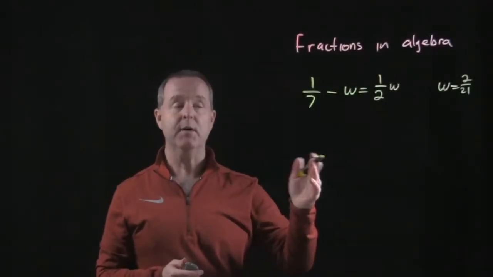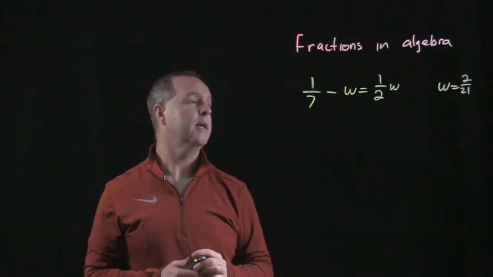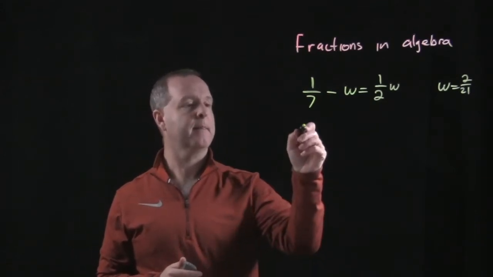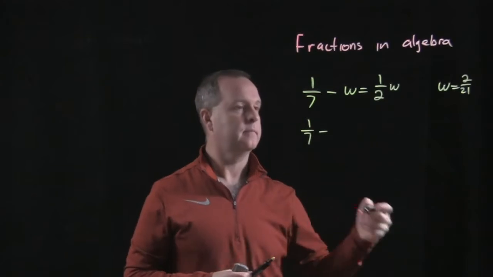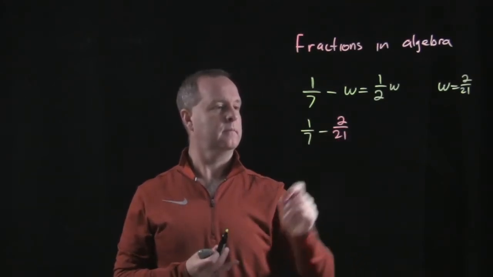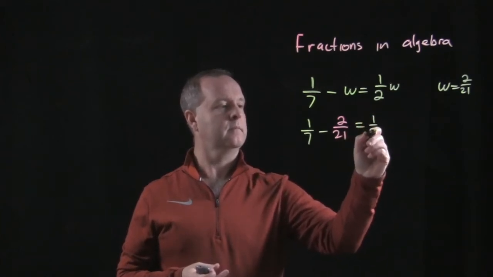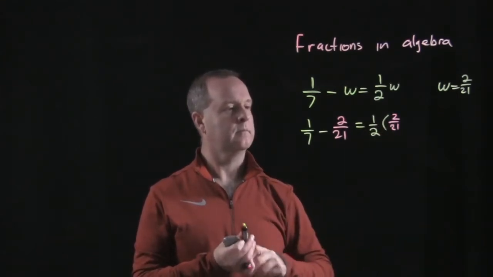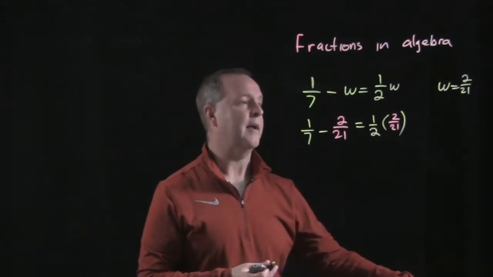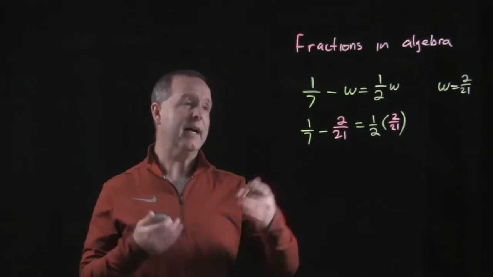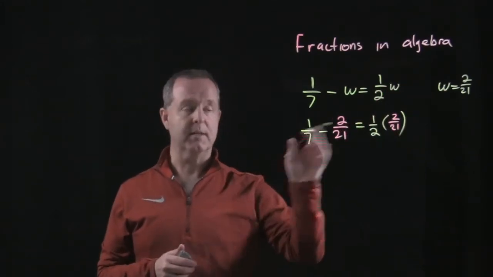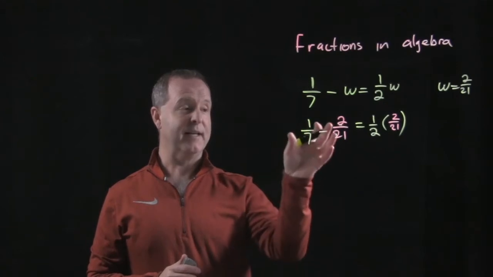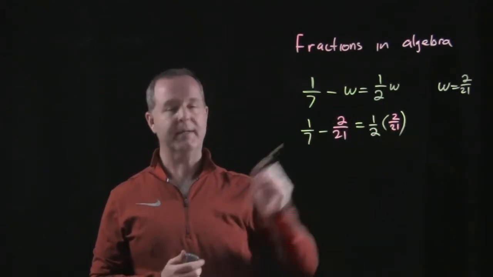Let's look at 1/7 minus w equals 1/2 w. Evaluate that at w equal to 2 over 21. We insert that value everywhere we see a w. Once I'm able to insert it everywhere, it's a process of evaluating it. Again, what we're looking at is, did we choose the right value for this to be a true statement? So I see I have a subtraction problem and a multiplication problem going on.